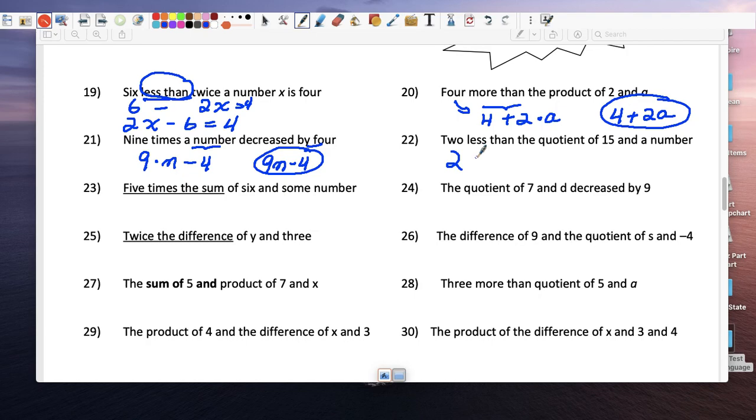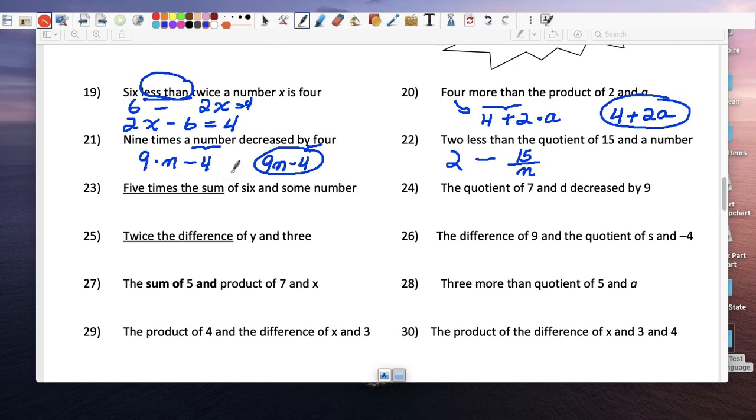2 is 2. Less than is subtraction. Quotient is division, so let me write it as a fraction, quotient of 15 and a number. Okay, 2 minus 15 over n.